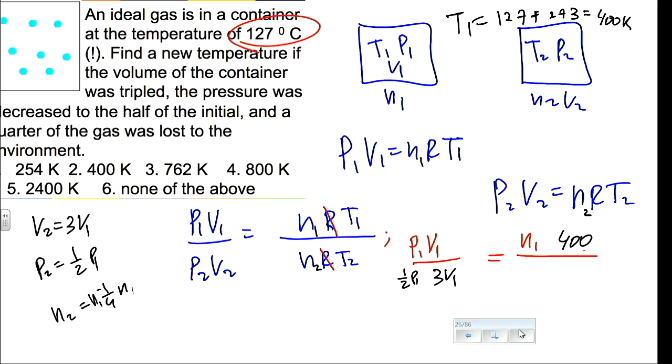We had a certain amount and we're losing, we're subtracting a quarter of that. So that's how we know that 3/4 should be left inside. So 3/4, and that's what we're looking for. And as you can see, again, P1 and P1 canceled, V1, V1, and n1, n1, and we solve it for temperature.